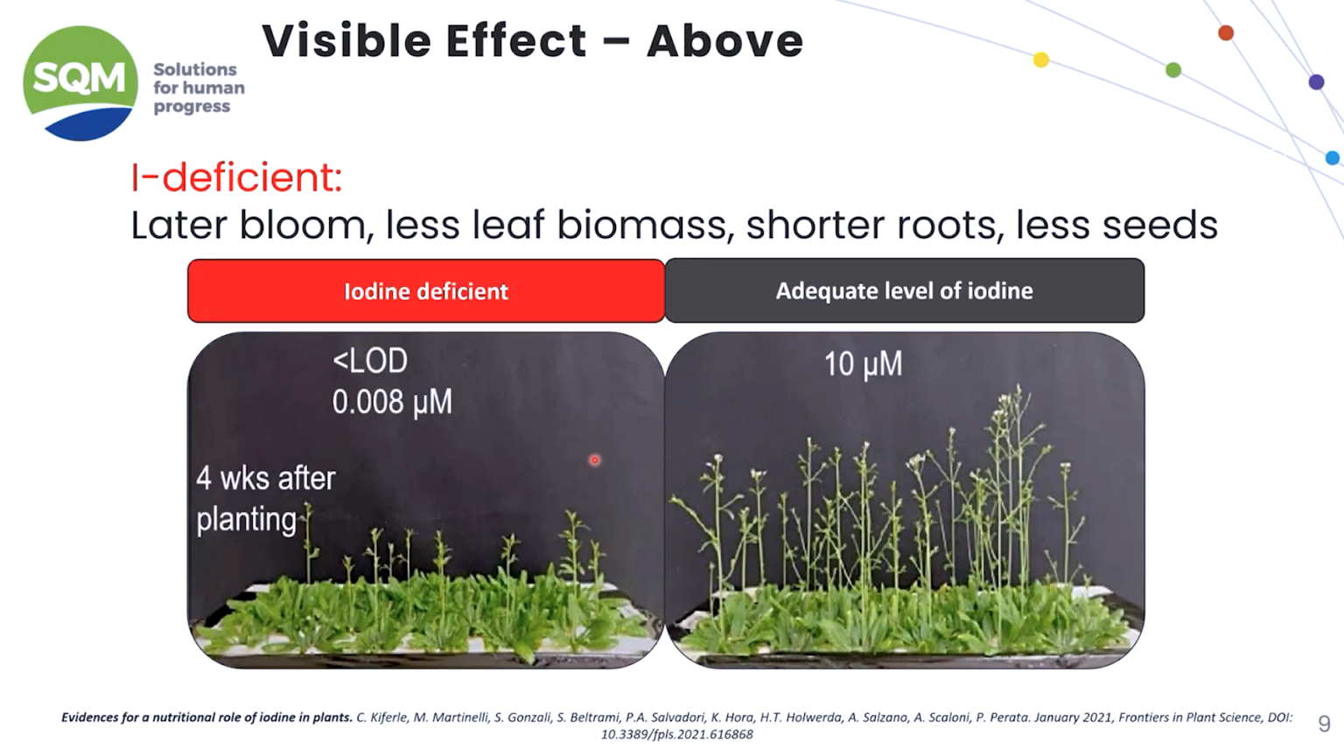So what the scientists did, they made a nutrient solution which had a very, very low amount of iodine. It could not be measured by using ultra pure fertilizer salt and ultra pure water. And they found that actually plants that do not have access to a whole lot of iodine, they bloom later, they have less leaf biomass, shorter roots, less seeds, especially if you compare them to plants that did get what we would call an adequate level of iodine in the range of the micromolar dosage. But you can only see this in comparison.